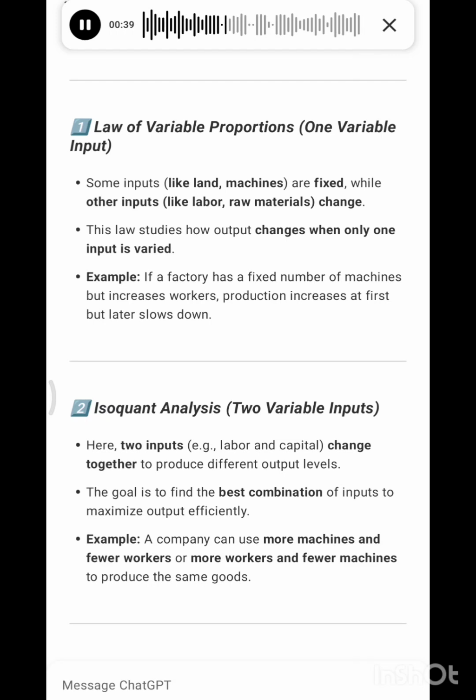2. Isoquant analysis, two variable inputs. Here, two inputs, e.g. labor and capital, change together to produce different output levels. The goal is to find the best combination of inputs to maximize output efficiently. Example: a company can use more machines and fewer workers, or more workers and fewer machines to produce the same goods.